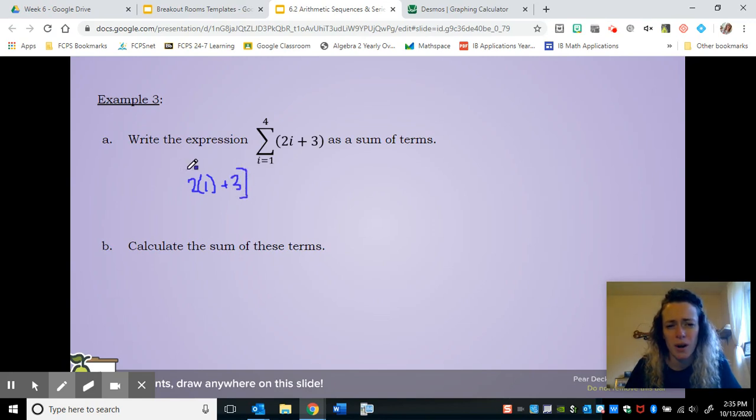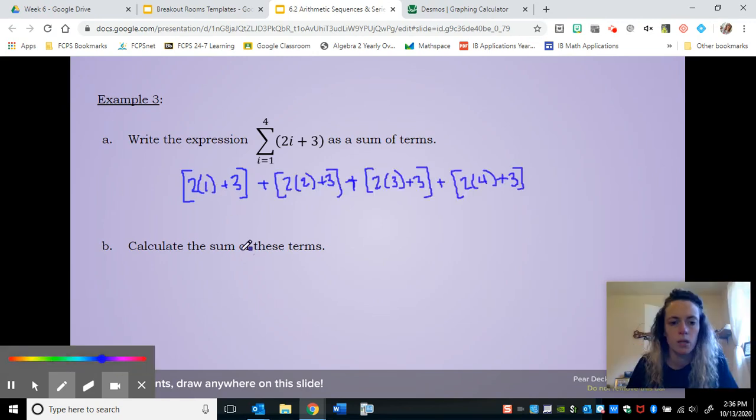I'm going to put it in brackets just so that I remember that that was my first term, term number 1. And I have to go all the way up to term number 4. So I'm going to repeat this same expression, but changing that number in parentheses every time to the following terms. So I'm going to have 1, 2, 3, and 4. All right, so again, I took that same expression and just rewrote it 3 more times, changing the number in parentheses until I reached that number at the top.